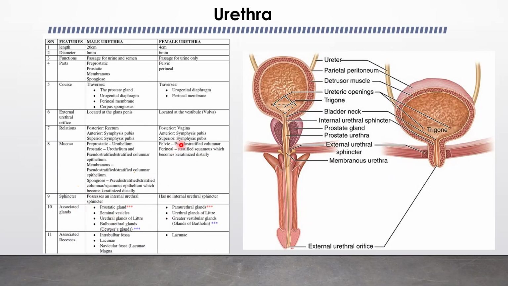In females, of course, it will have 2 epithelia. It has 2 parts, the pelvic part and the perineal part. The pelvic part will have pseudostratified columnar. The perineal part will have stratified squamous, which becomes keratinized distally. So this one is important. So kindly, at one time, maybe you can just take a screenshot of this and then go through it at your own time.